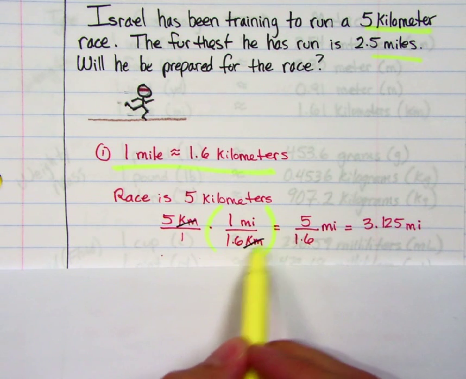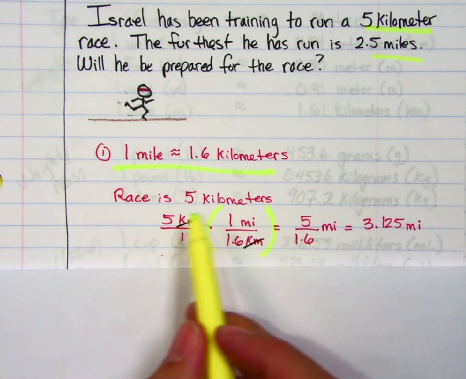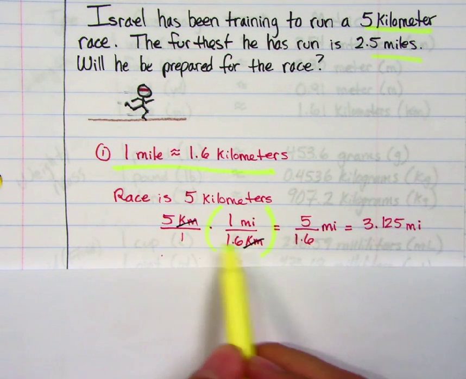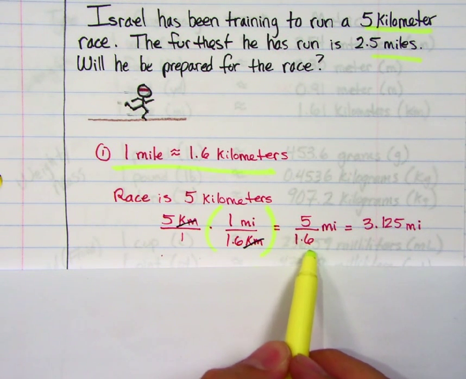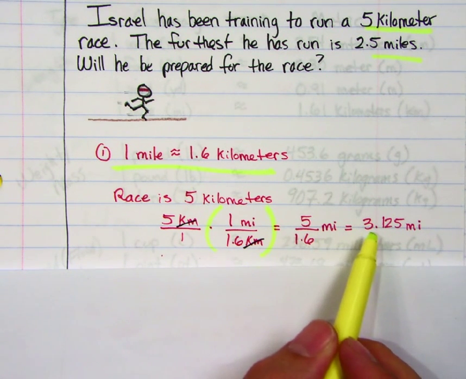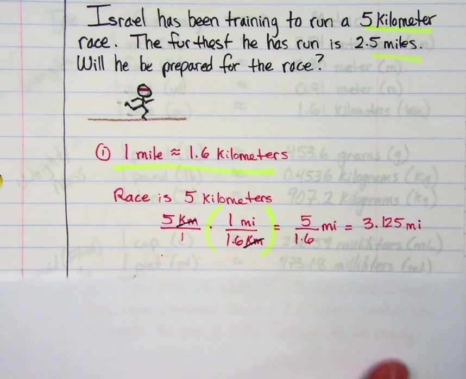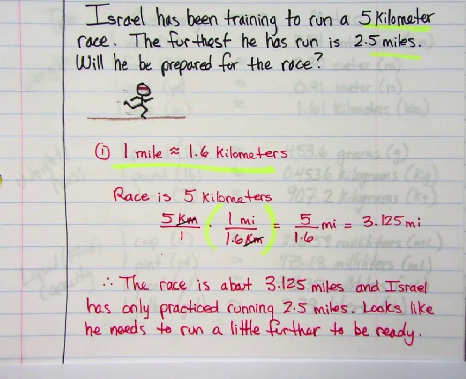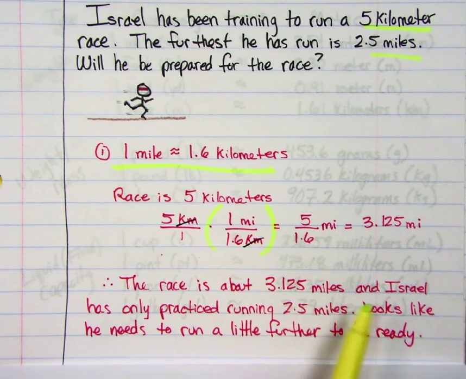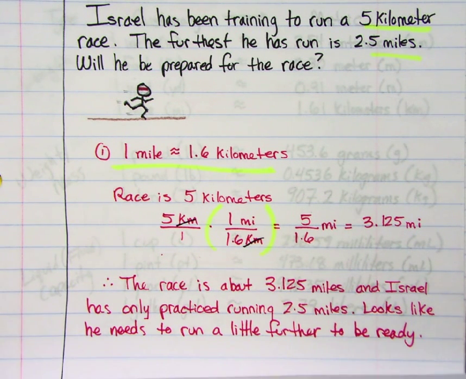I can cross cancel the kilometers. 5 times 1 is 5. 1 times 1.6 is 1.6. And if I divide that, I get 3.125 miles. So, therefore, the race is about 3.125 miles, and Israel has only practiced 2.5 miles. Looks like he needs to run a little further to be ready.